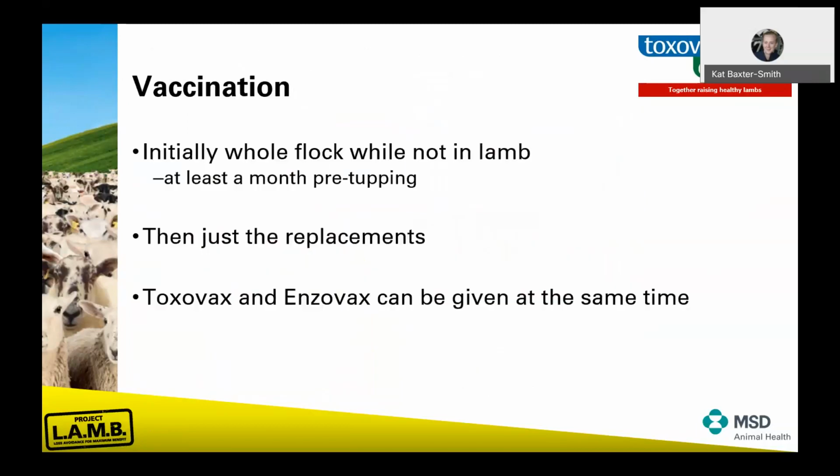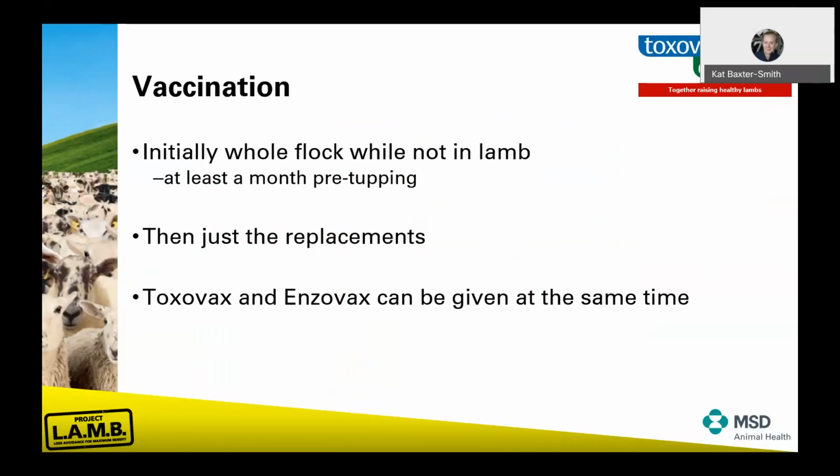So if you have a farmer who wants to start vaccinating, how does he go about it, or she? Initially, and this is the gold standard, we'd recommend they did the whole flock while not in lamb, so a month pre-tupping. And then every year you just need to do your replacements.